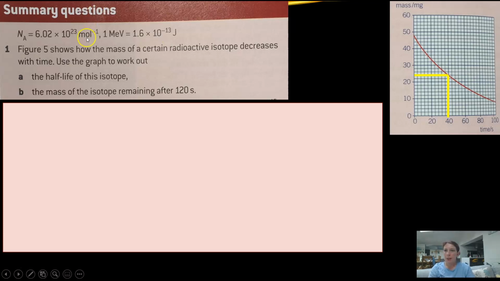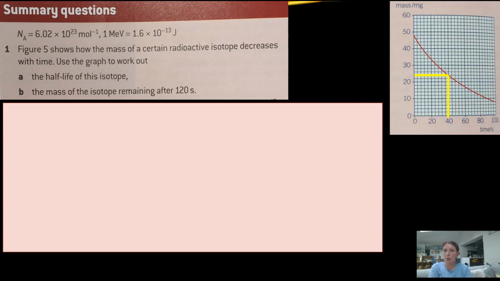So in question 1, it asks you to look at figure 5, which is here. I've added some lines. We'll go through that in a minute. It shows you how the mass of a certain radioactive isotope decreases with time, and you need to use a graph to work it out.